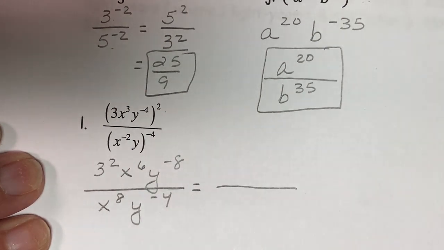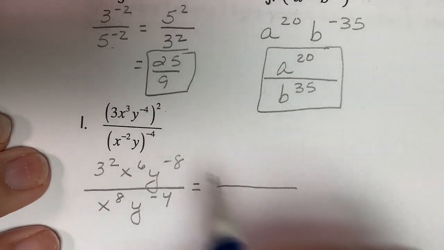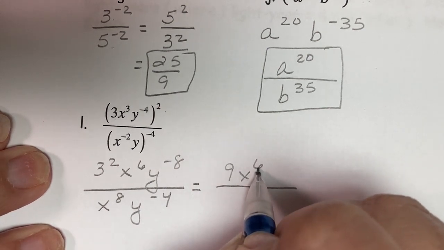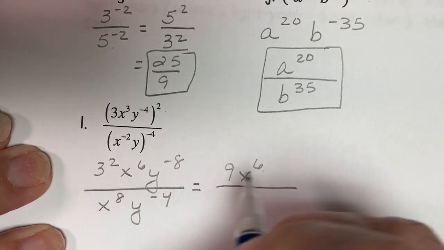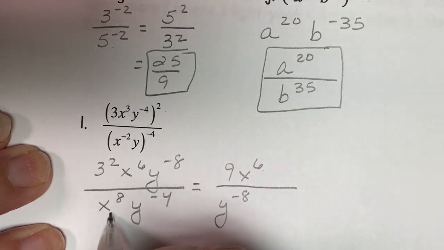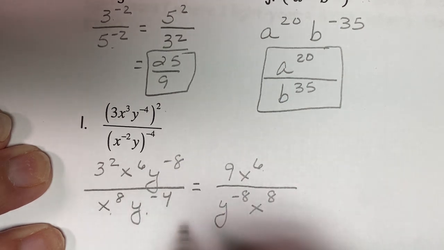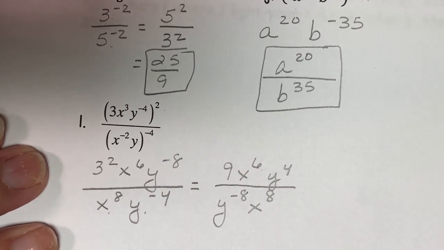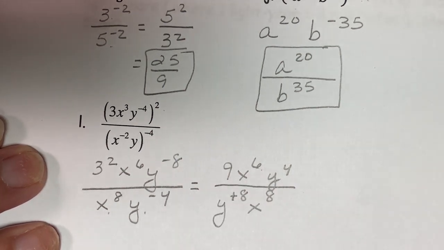Now we can start moving things around. Remember, anything to a negative exponent is going to change the part of the fraction. So by the way, 3 squared is 9. That's going to stay there. X to the 6th is going to stay there because it's being raised to a positive exponent. Y to the negative 8th is going to go downstairs. We have x to the 8th downstairs. That's going to stay. And then this y to the negative 4th will go upstairs and become y to the 4th. Oops, there should be a positive 8. My bad there.